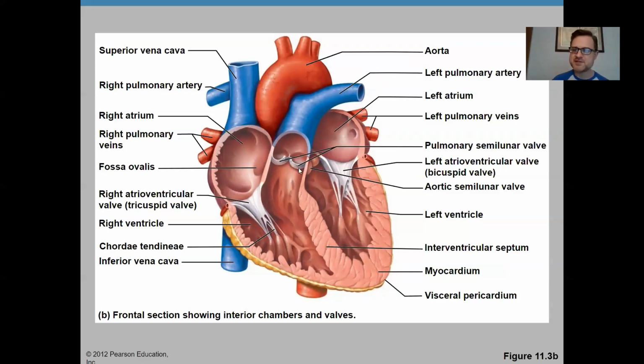So here's the pulmonary semilunar valve between the right ventricle going into the pulmonary artery, and then the aortic semilunar valve between the left ventricle going up into the aorta. Okay, and while we're looking at this picture, there's 4 of these, and the way that valves work is they open and close in pairs.